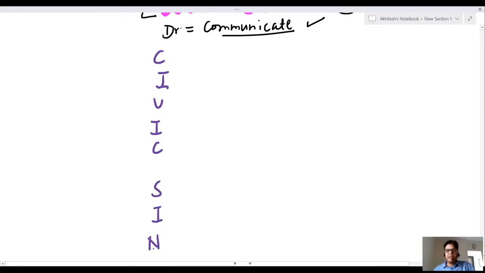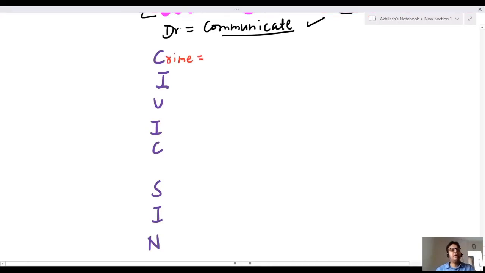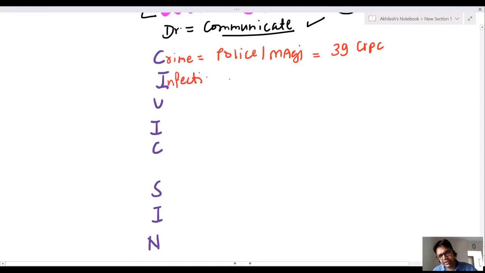Now see, first, criminal case. If any criminal case comes to a doctor, like murder or suicide, the doctor informs this to the police or magistrate. And sir, this is Section 39 CrPC. Infectious disease: any infectious disease of a patient, the doctor informs this to the relative.